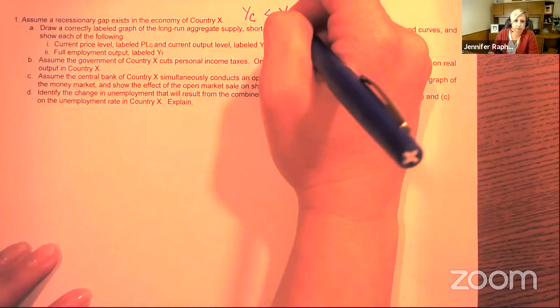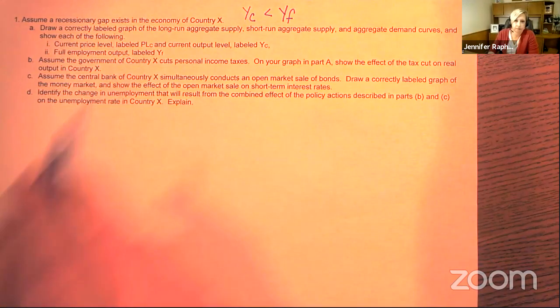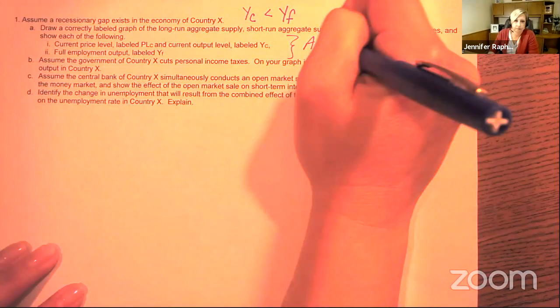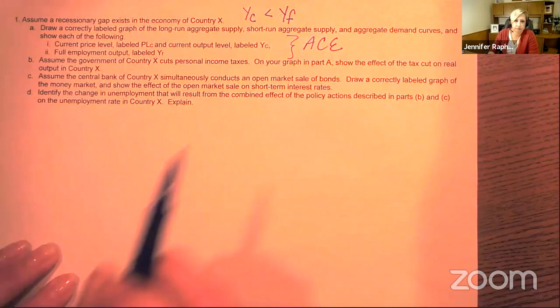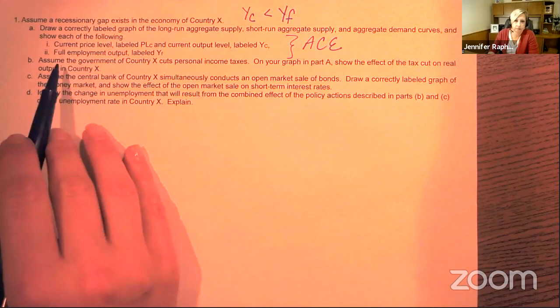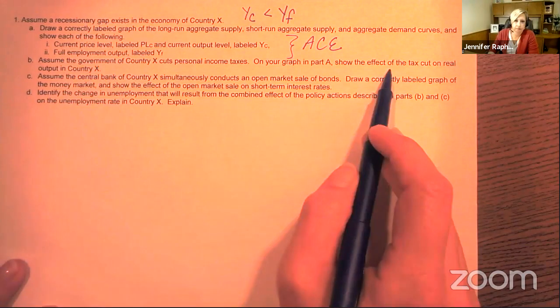So when we go to part A, we're going to draw a correctly labeled graph with all 3 curves and show current price level and output and full employment output. I'm going to teach you a little trick, a mnemonic device to ace your graphs. Make sure you include your axes, curves, and equilibrium point each time. Then, like Mr. Romano said, step 2 is always going to be you're given some change and you have to interpret how that change is going to affect the economy and then illustrate the effect of the change on something that's in the AD-AS model.